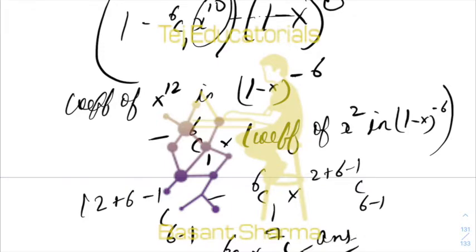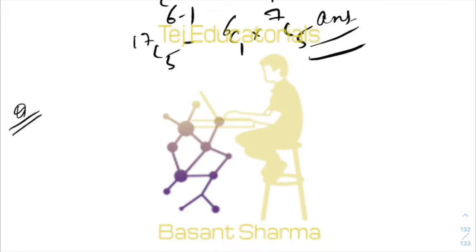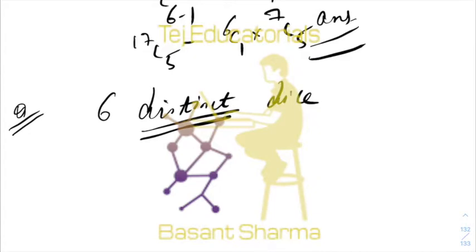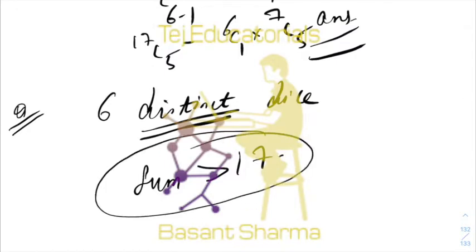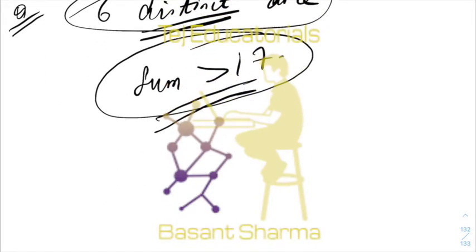All right, pretty straightforward question. You just have to model it correctly. The next question is, now suppose you have six distinct dice and you want to get a sum greater than 17. So the question is, in how many ways can we get a sum greater than 17 by throwing six distinct dice?